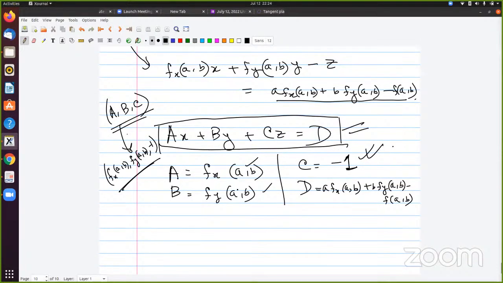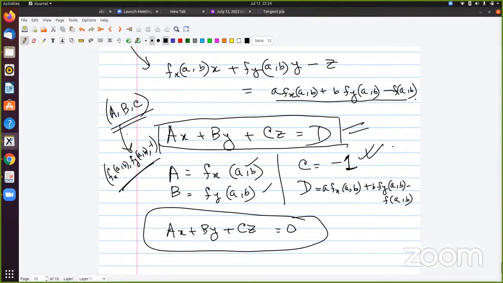ax plus by plus c equals d, where a, b, c, d are constants, correct? When d is 0, this is the two-dimensional subspace. Now our tangent plane will be like this, with some constant d there. This d may or may not be 0. So it will be an affine subspace.